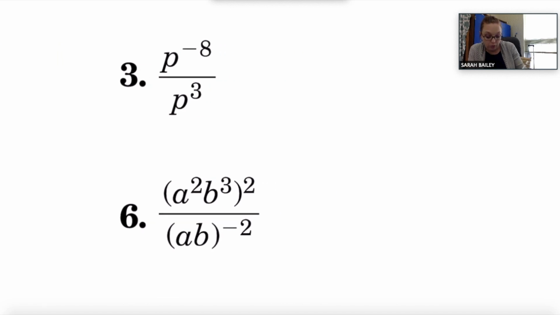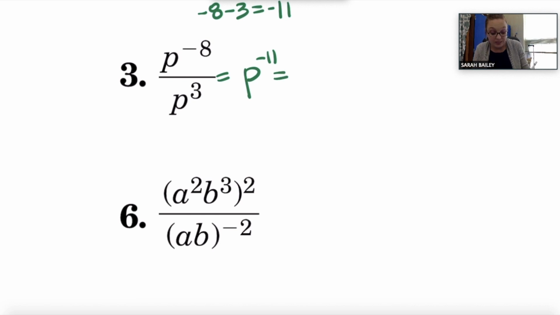And for number 3, we're going to keep our base of p. Again, you're going to subtract the exponents. So you're going to do negative 8 minus 3. Now, when you do negative 8 minus 3, you end up with negative 11. Now, we're not going to leave our answer with a negative exponent. So we're going to rewrite that. Remember, that's the same as 1 over p to the 11th power. Okay, let's try another problem.